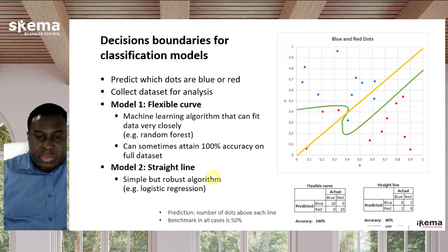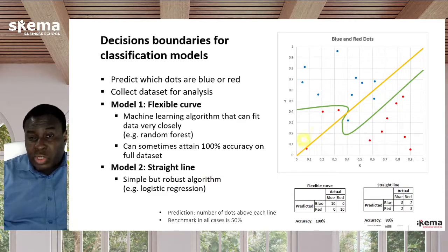Then some other decision boundaries might be simpler. It might give something like a straight line. So a simple but robust algorithm like logistic regression has a straight line that separates the data. And this data isn't cleanly separated by the straight line.